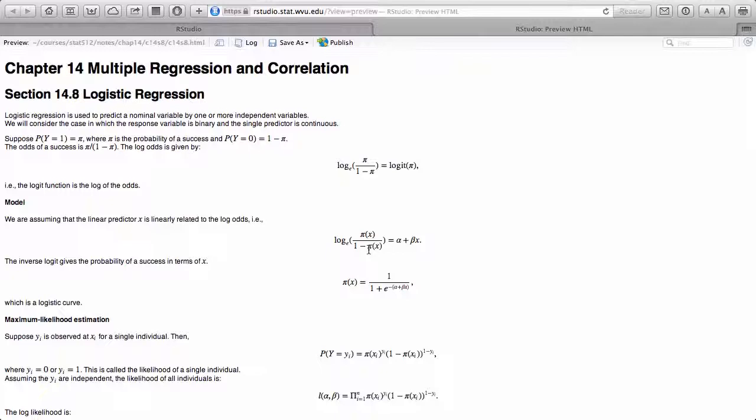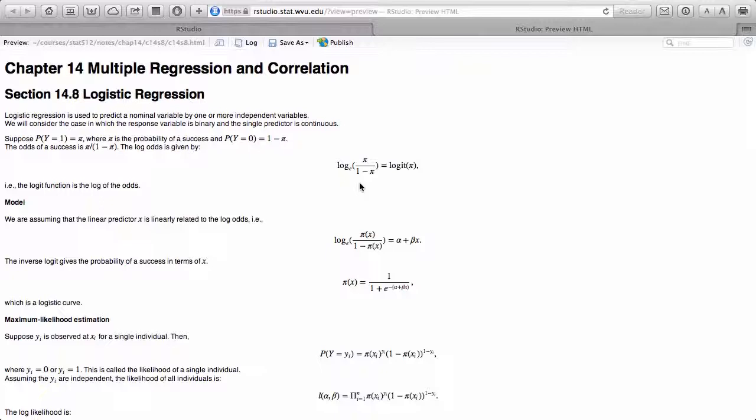Well, this transformation, log of pi over 1 minus pi, or log odds, is called the logit of x. Or you can think of it as logging it. But it's the logit transform.